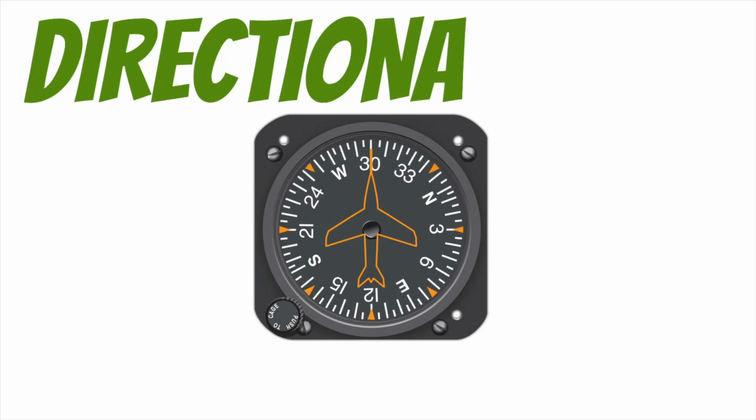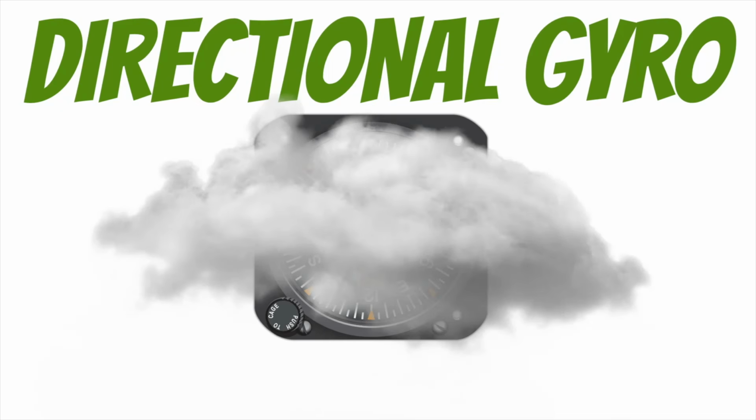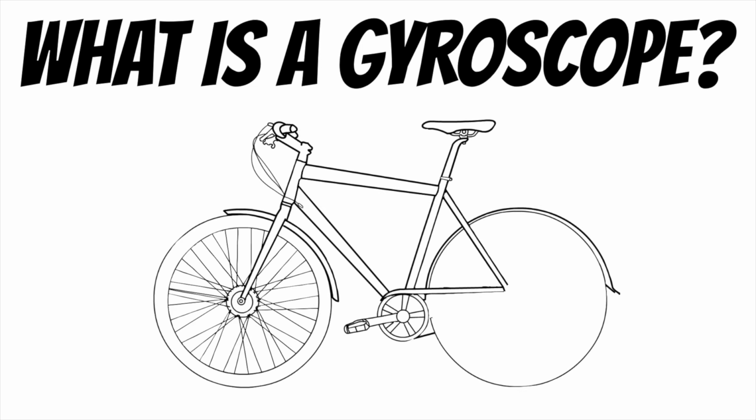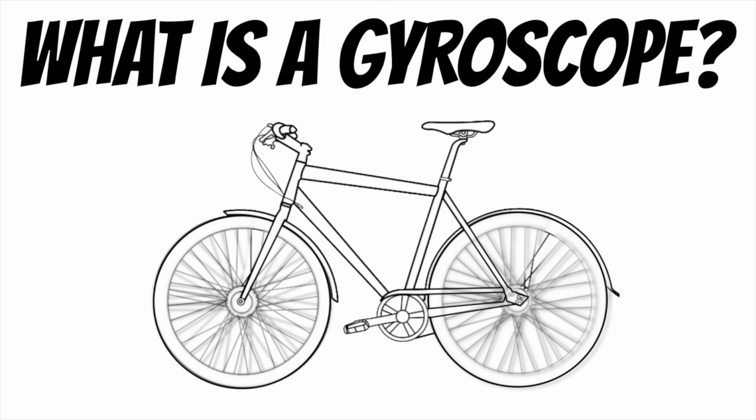Okay, now we can talk about why we call this thing a directional gyro. Once again, the heading indicator uses a gyroscope to give us a really reliable heading indication when we're flying in the weather. So let's go into a little bit more detail on what exactly a gyroscope is. Have you ever tried to balance a bicycle while the bicycle is not moving forward? It's almost impossible, isn't it? And if you pedal really slowly, the bike can still be pretty difficult to balance. But once your bike starts moving faster, it becomes a lot easier to keep it upright.